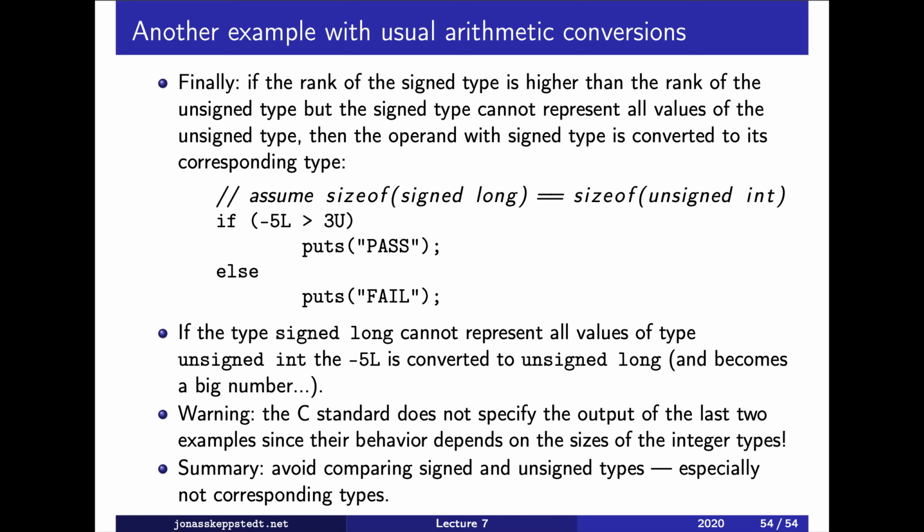Avoid comparing signed and unsigned. Many compilers print warning messages when the code contains comparisons between signed and unsigned. And this and the previous slides show that code which does that is in general not portable. We cannot know the outcome. And it depends on the sizes of the integer types.